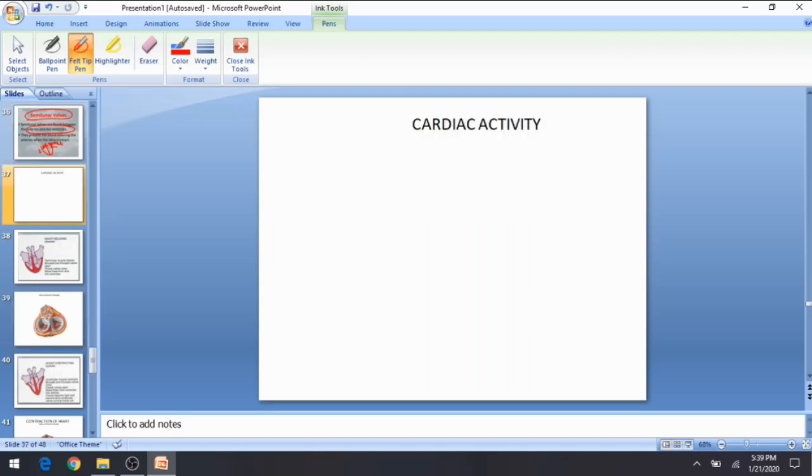Let us talk about cardiac activity. Cardiac activity basically involves contraction and relaxation of heart. Heart contracts as well as relaxes due to the presence of cardiac muscle. It contracts and relaxes rhythmically throughout our lifetime.